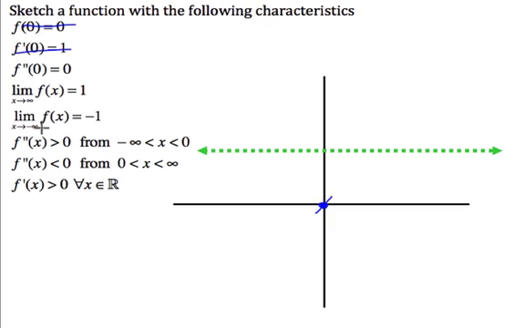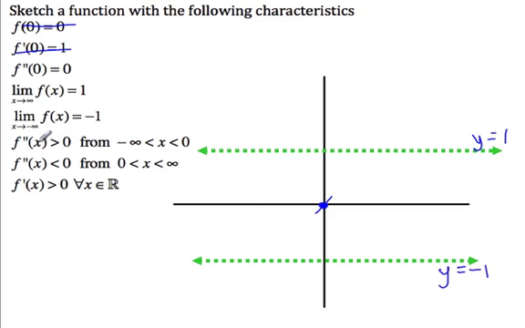And then down here it says when x gets really small, the y value is getting close to -1. Throw this one a little bit further down. That's about right. Okay, so this is y equals 1, and this is y equals -1.